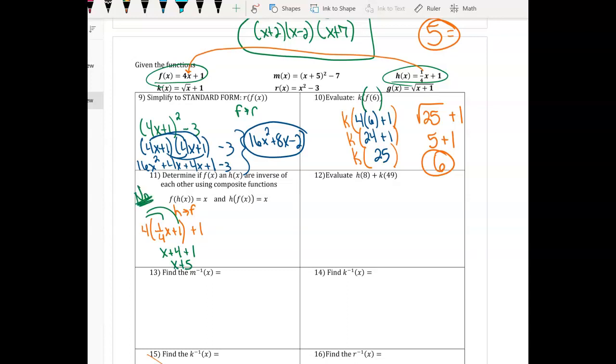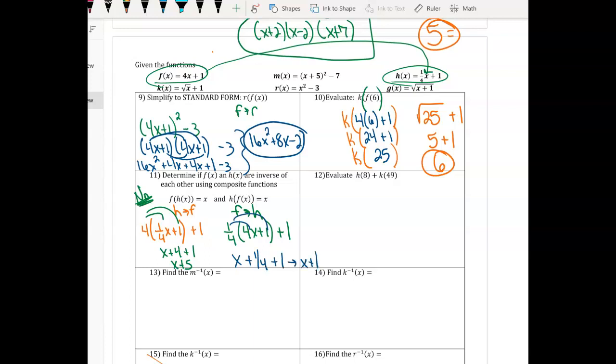If you do the other one first, and we take f and put it into h, then f is going to go right there. So I'll have 1/4, and for x will be 4x plus 1, and then still another plus 1. So when I distribute, I get x plus 1/4 plus 1, which makes x plus 1 1/4. So again, no, these are not going to be inverses of each other.